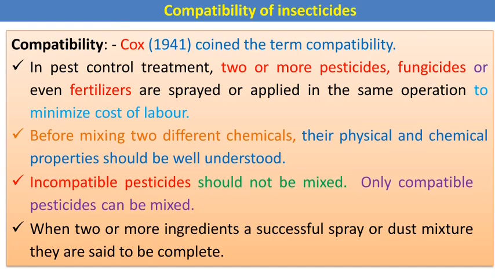Then to avoid this phytotoxicity, we should know about the compatibility of the insecticides. This compatibility concept was given by the scientist Cox in 1941. In pest control treatments, two or more pesticides, fungicides, or fertilizers are sprayed or applied in the same operation to minimize the cost of labor. But before mixing two different chemicals, we should know about the physical and chemical properties of that particular insecticide. Incompatible pesticides should not be mixed, only compatible pesticides can be mixed, and with the help of this we can use insecticide mixtures for that purpose.